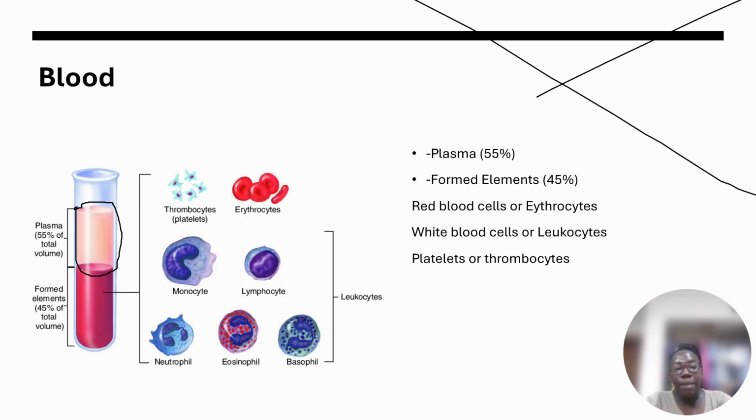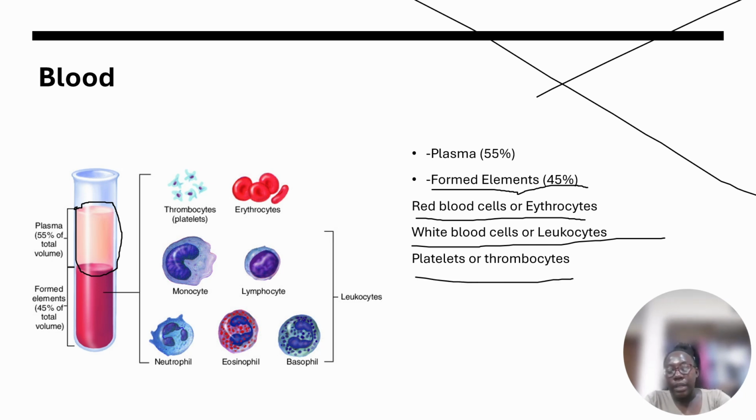One main element is albumin, which is the main protein of plasma, and also fibrinogen, which is a protein that is used in the clotting process of the blood. And the blood is also formed with 45% of formed elements, which are the cells or fragments of cells in the blood. Those are red blood cells or erythrocytes, white blood cells or leukocytes, and also the platelets or thrombocytes.